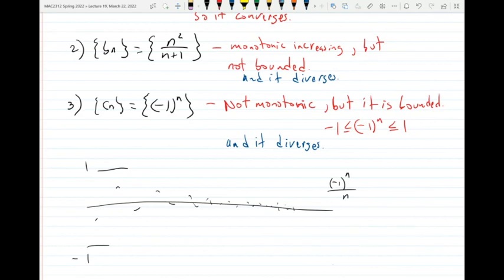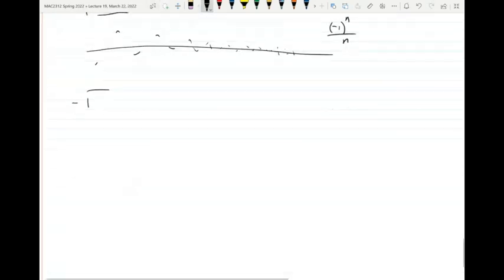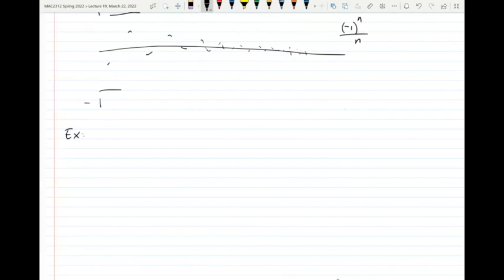Okay, good. So let's close this discussion. We have talked too much about sequences. Let's close this with the square root question. So, another example.